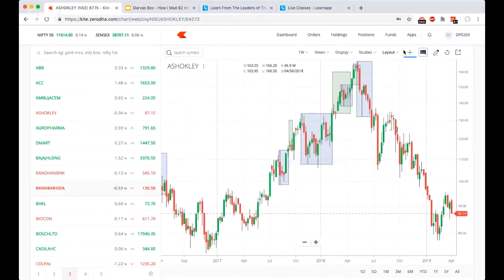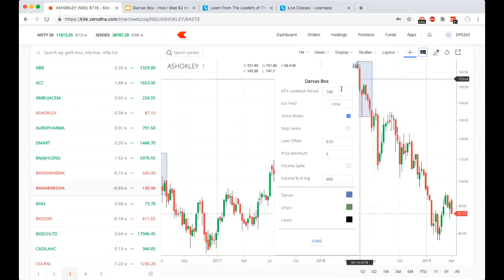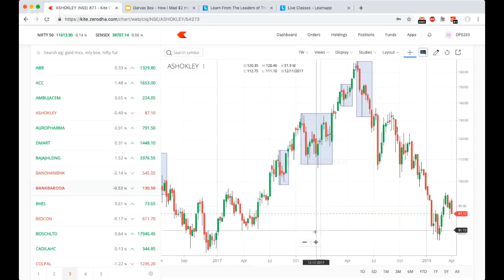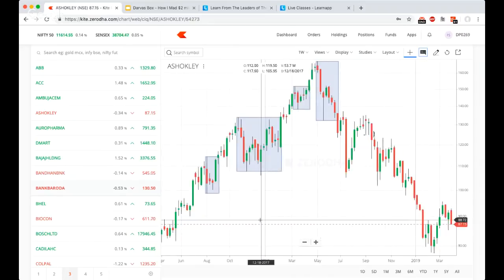Next to Ashok Leyland, there it is. Oh, green boxes. This one you're saying. Okay, let me remove that. So basically, that's your ghost box. You remove that. It's just a stupid way of making it more complicated. Just don't worry about it.